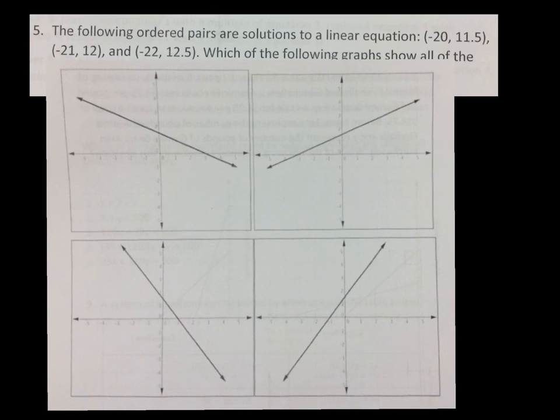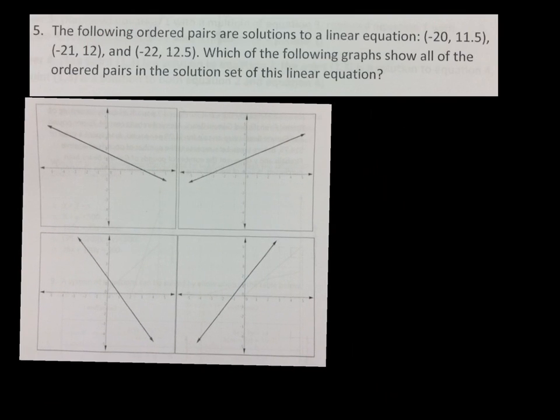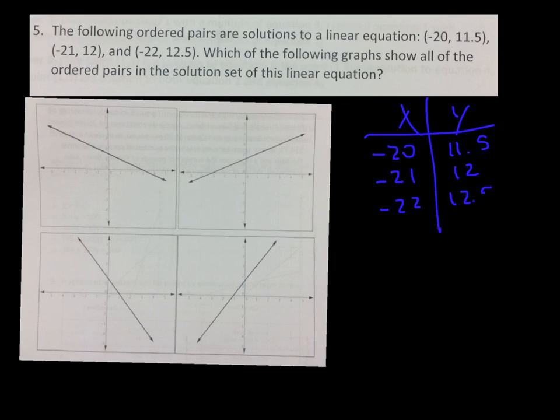So what we're going to do is take our coordinate points and see what kind of slope, because obviously the graphs deal with positive and negative slopes. So maybe we can eliminate some of the answers that way. Let's look at the first one. Let's go ahead and make a T-chart. We're going to put negative 20 here, 11.5 here, negative 21 and 12, and negative 22 and 12.5.